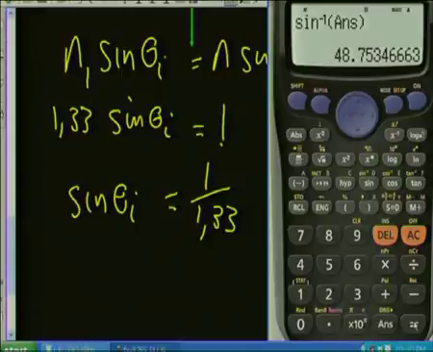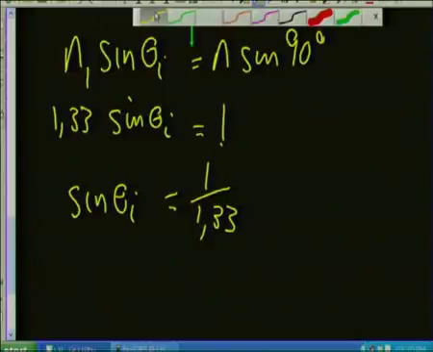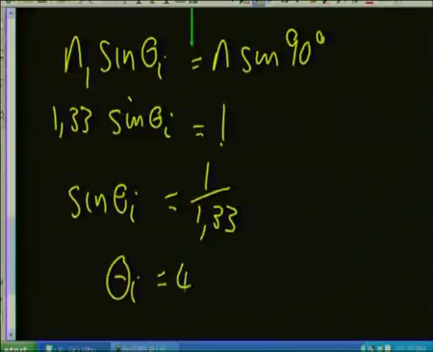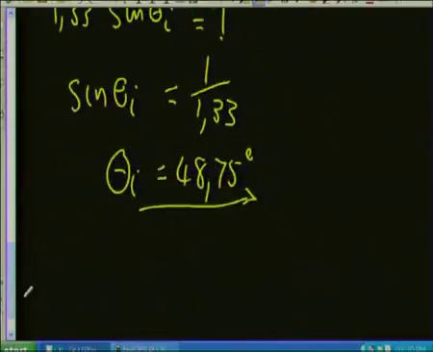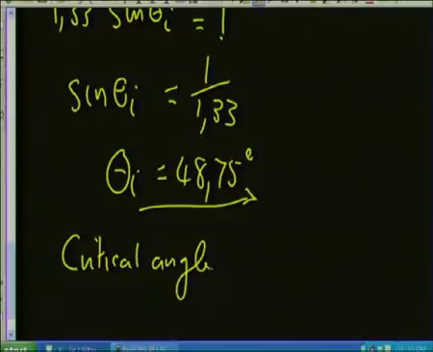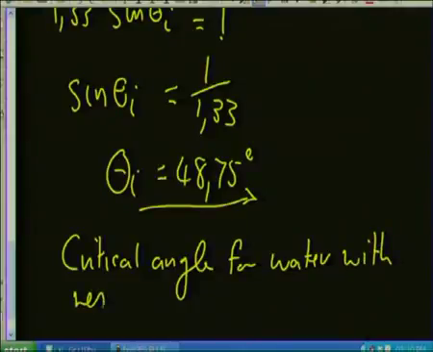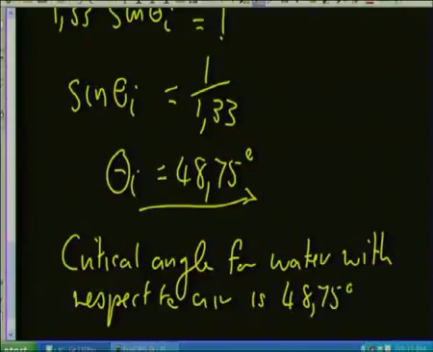So I can say that theta is equal to 48,75. Let me write that down. Theta I, 48,75 degrees. So, guys, remember what this means. This is the critical angle. The critical angle for water, when light is changing from water to air, then the critical angle for water with respect to air is 48,75 degrees. What does that mean?